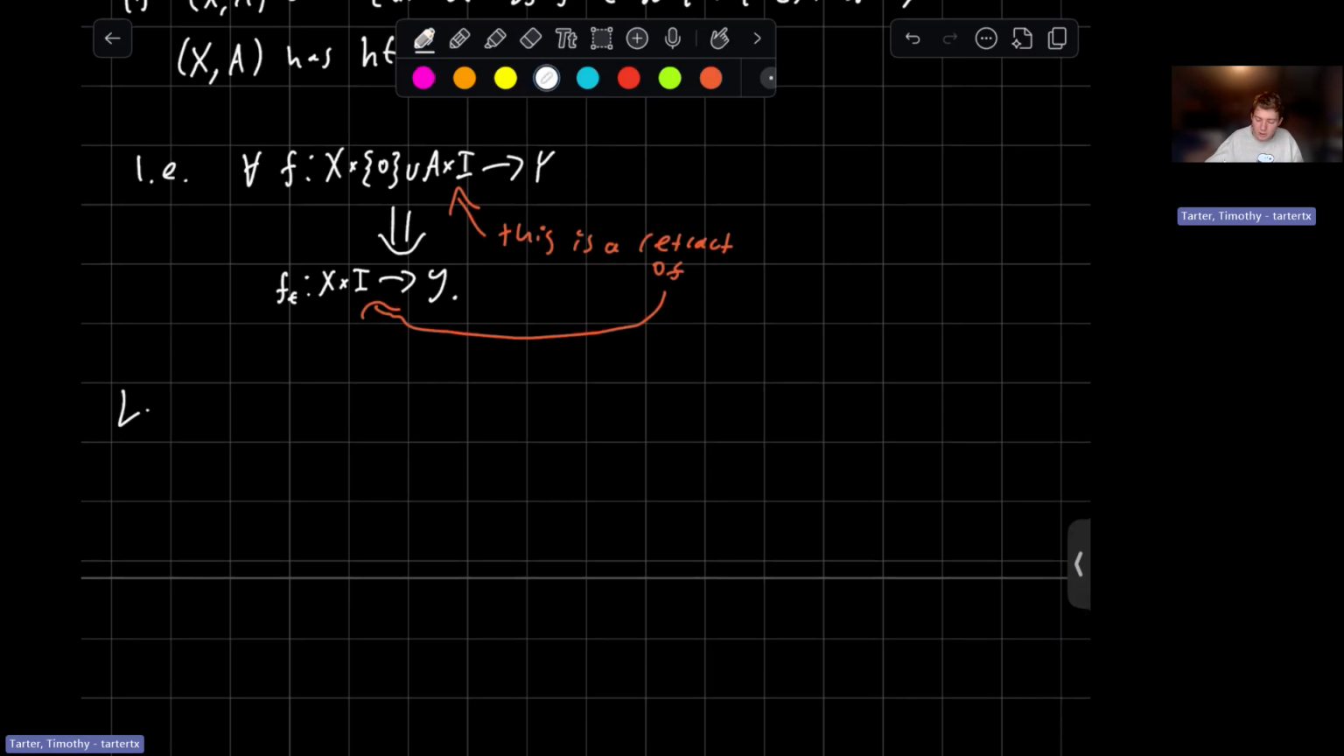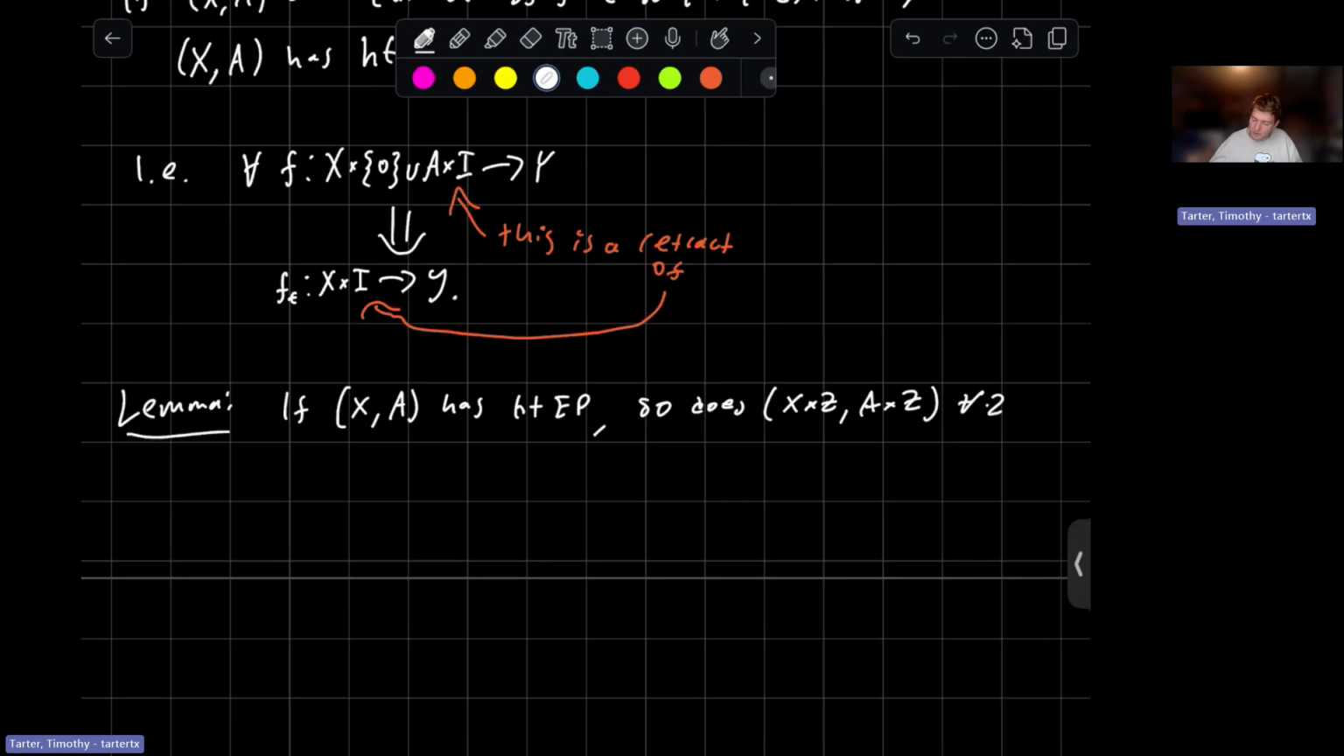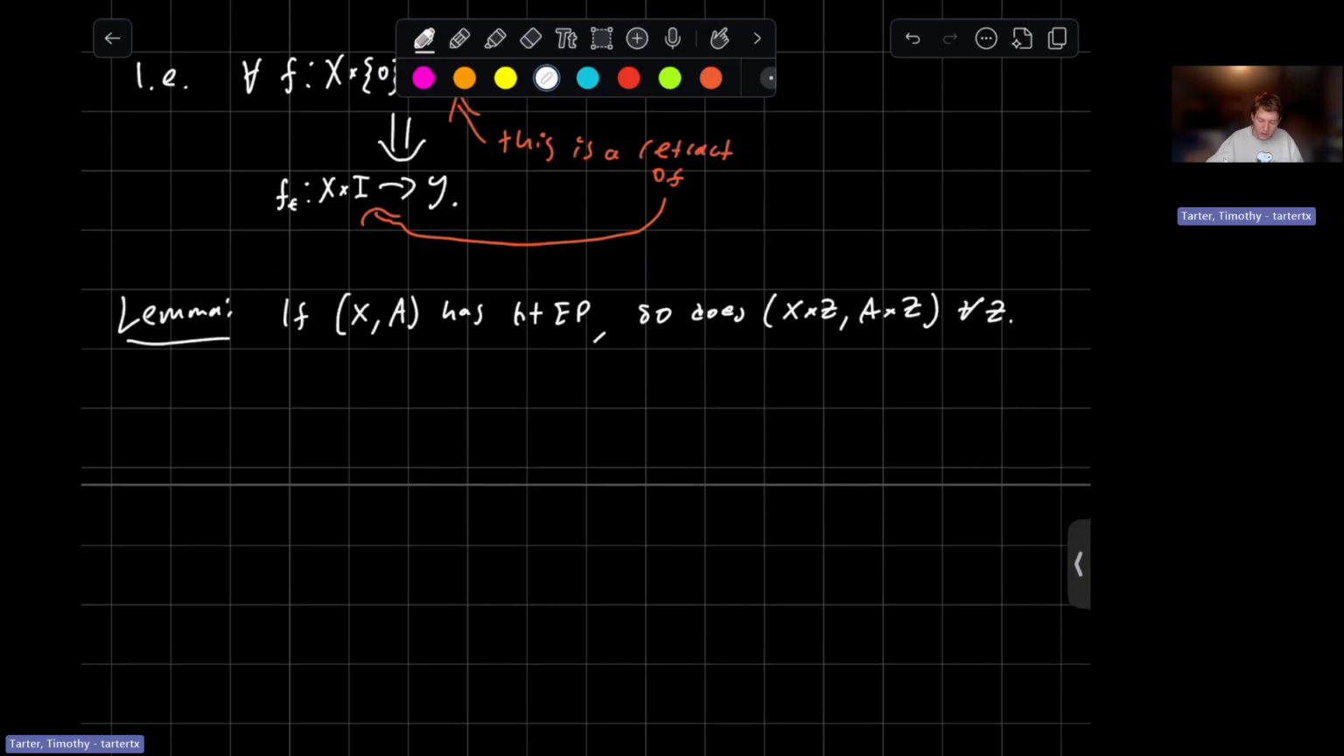And this is just, I guess, a lemma: if (X, A) has the homotopy extension property, then so does (X cross Z, A cross Z) for every space Z. Wow, there's just so much in this text.